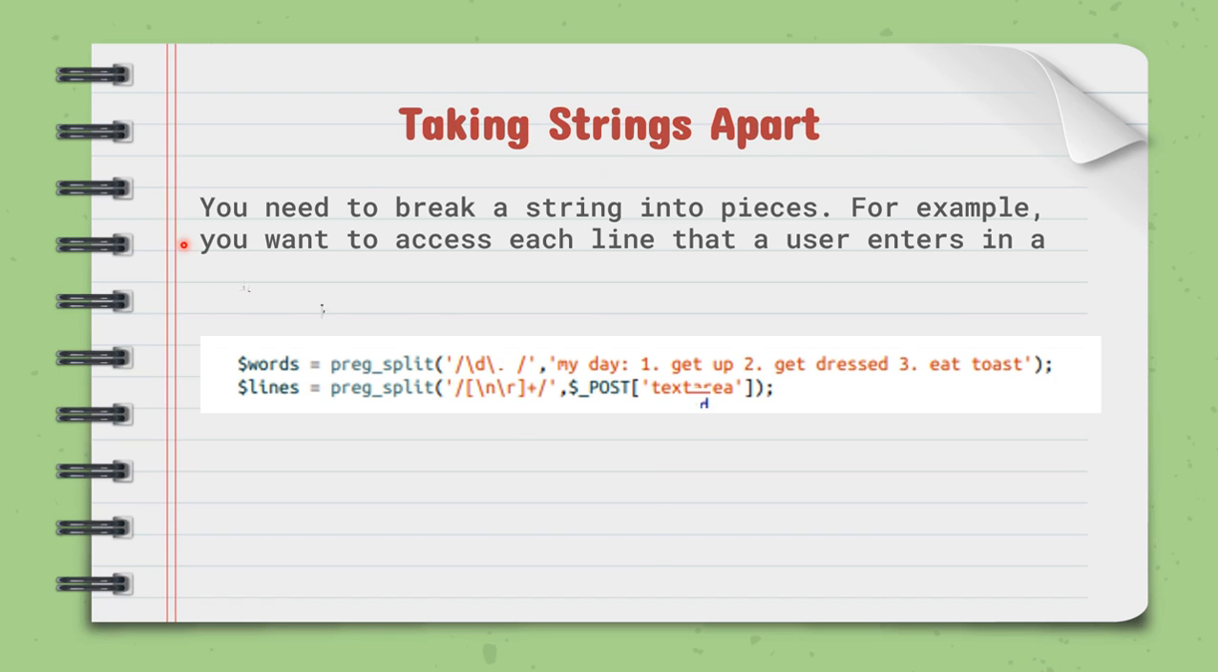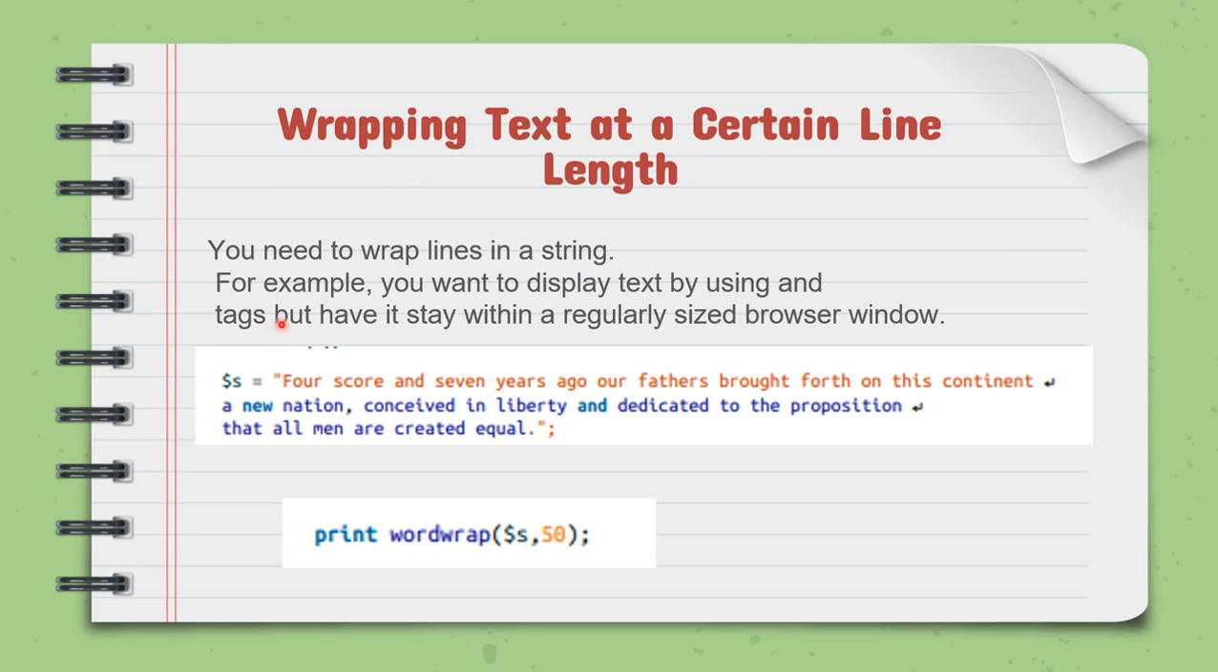Okay. Next we have wrapping text at a certain line length. You need to wrap a line in a string. For example, you want to display text by using a tag, but have it stay within a regularly sized browsing window. As you can see, in this string we just wrap it, and it will show it to us as it is, without any tabs we used. It just shows it as it is.